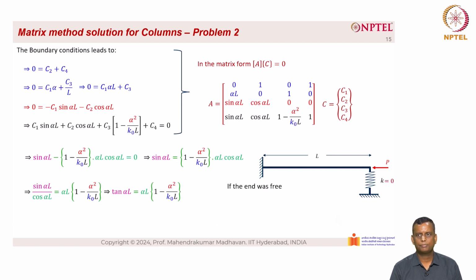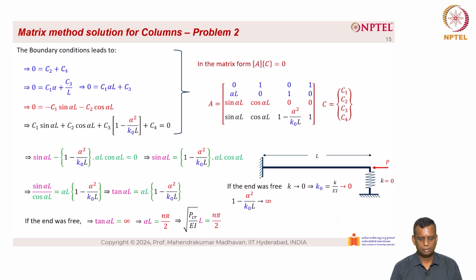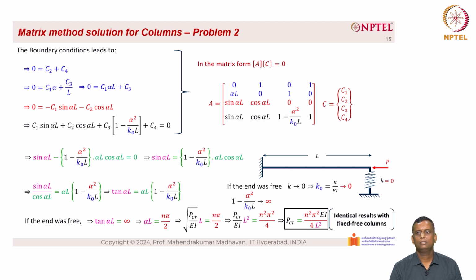So if the end was free, k is tending to 0. So if k tends to 0, k naught also tends to 0. If k naught tends to 0, 1 minus alpha square by k naught L is equal to infinity. If the end was free, tan alpha L equal to infinity. So alpha L equal to n pi by 2. So if we simplify this further, we have root of P critical by EI into L is equal to n pi by 2. So we have P critical equal to n square pi square EI by 4L square. So this is identical with the fixed free columns.